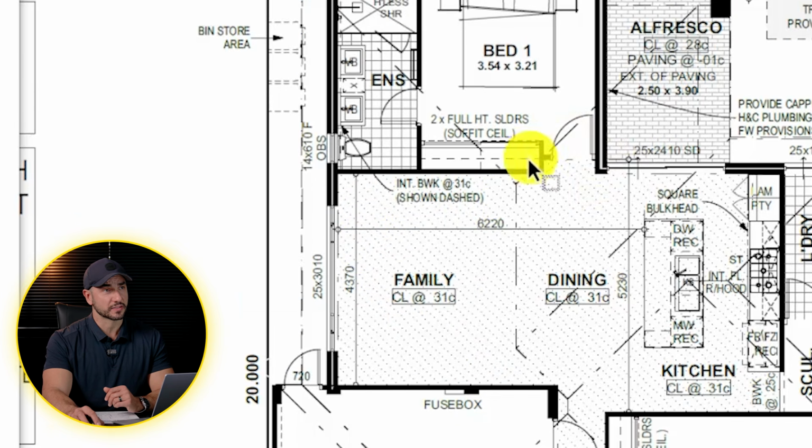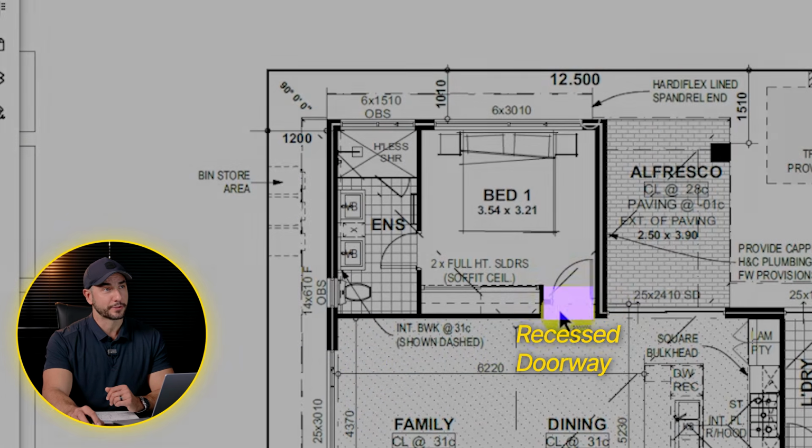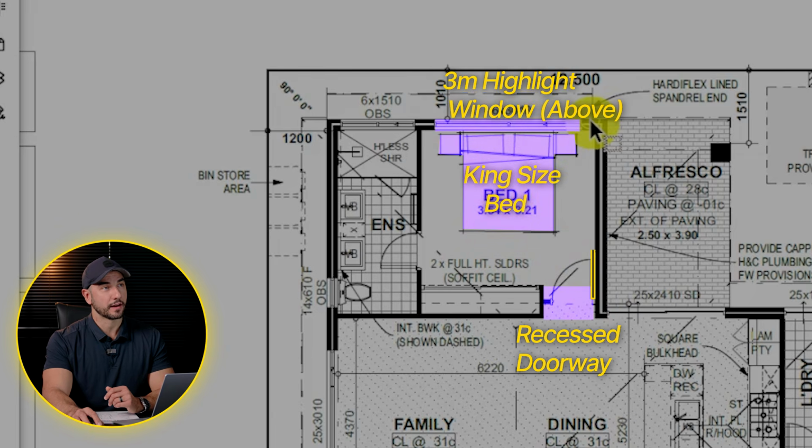The next change is this door can now be recessed slightly, so it's a little bit more private. I've drawn in a king size bed with bedside tables. Above it, we have one 3-meter highlight window. This really helps furnish the room well.